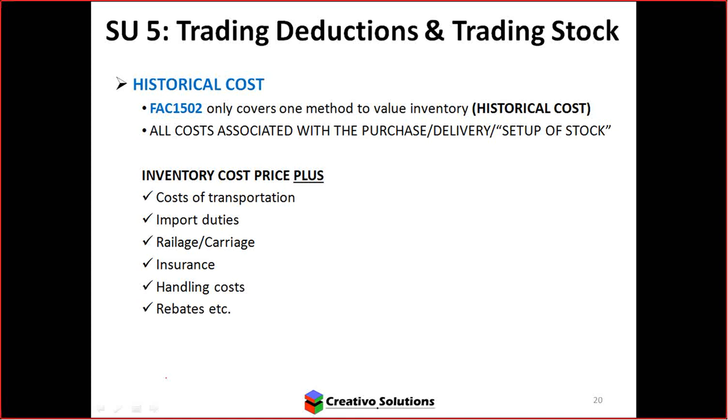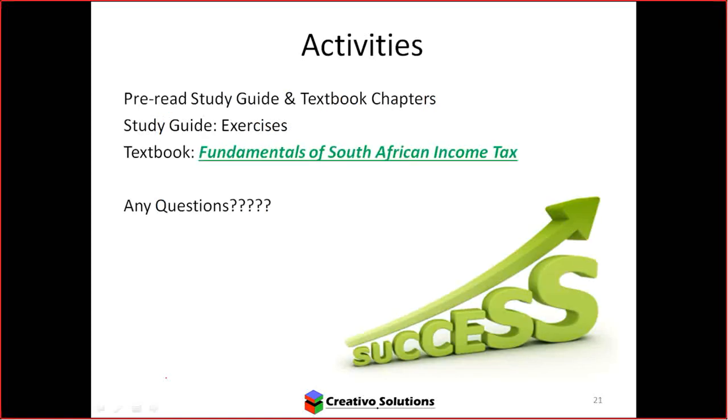Well, it's a cost that you're incurring within your business to be able to generate income. Very good. So does that meet the definition of the general deduction formula? Yes, sir. And if it does meet the general deduction formula, then Section 11A is applicable. Right, so things to also consider here are the setup, delivery or purchase of the stock: cost of transportation, import duties, carriage, railage, insurance, handling, etc. can also be included. Right, so that covers the notes.